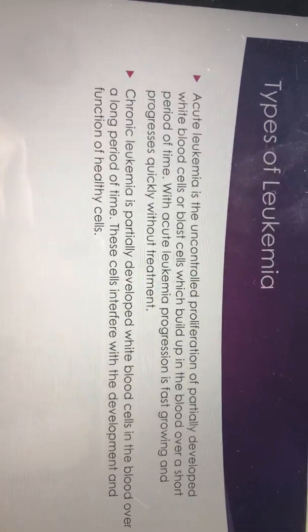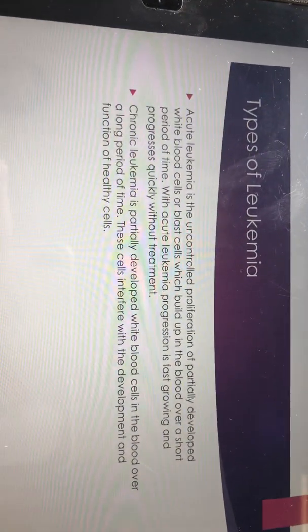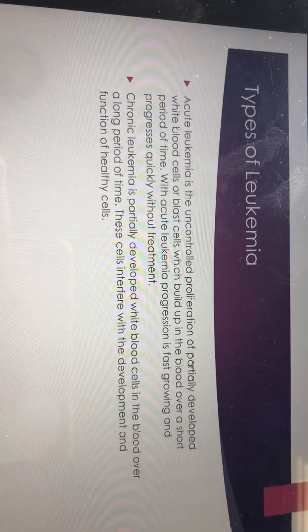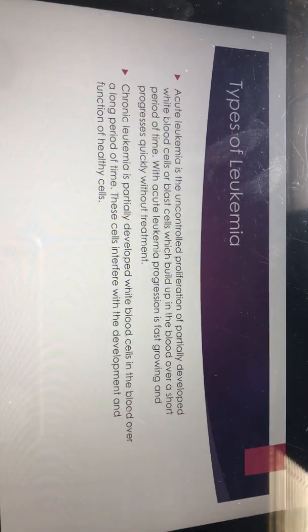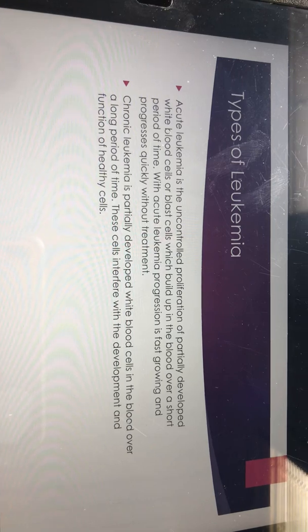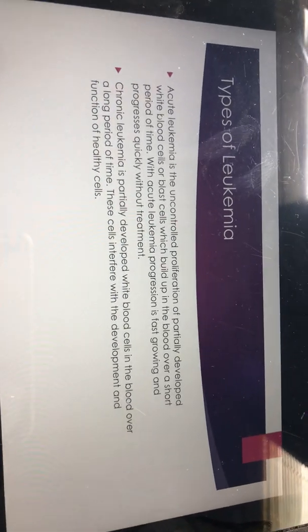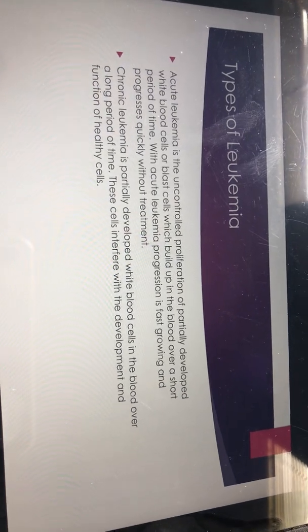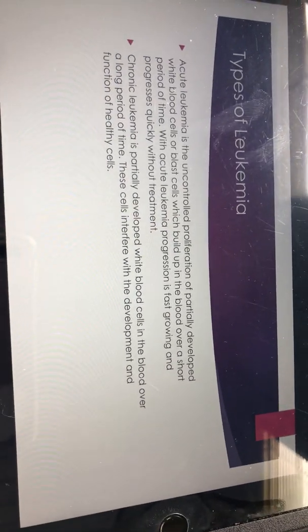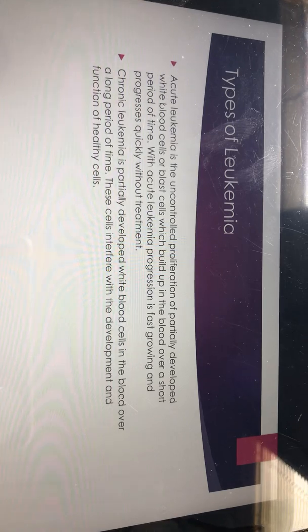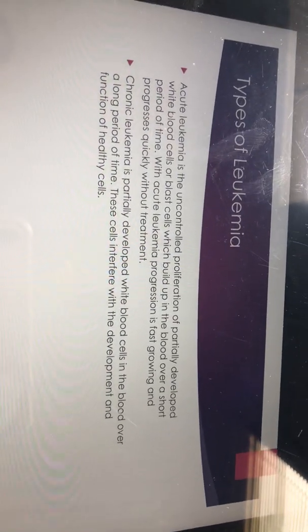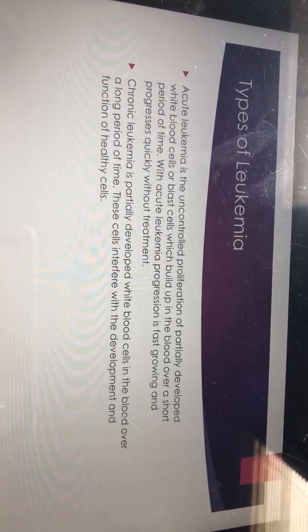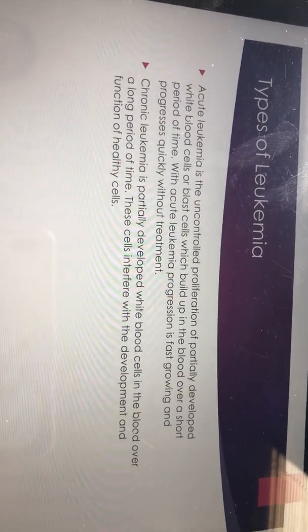There are different types of leukemia, and it's broken down by acute and chronic. Acute leukemia is the uncontrolled proliferation of partially developed white blood cells or blast cells, which develop in the blood over a short period of time. With acute leukemia, progression is fast growing and progresses quickly without treatment. Chronic leukemia is partially developed white blood cells in the blood over a long period of time. These cells interfere with the development and function of healthy cells.